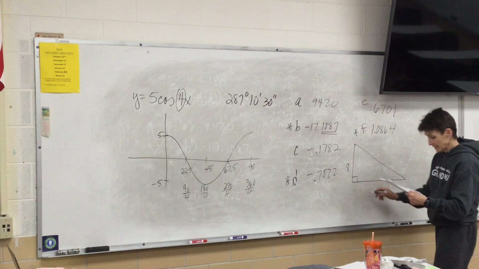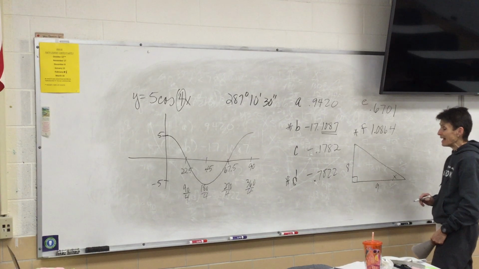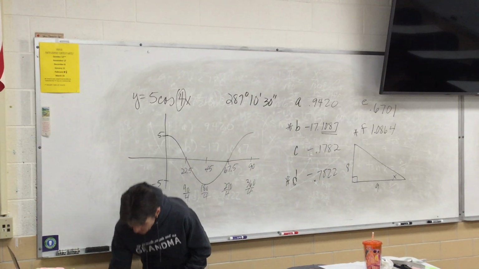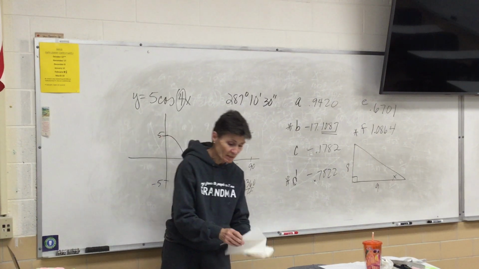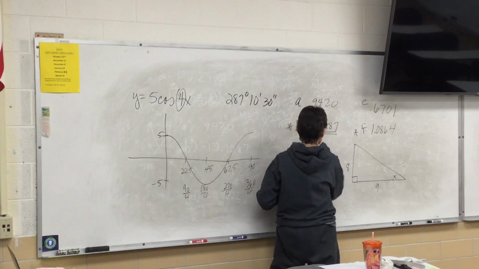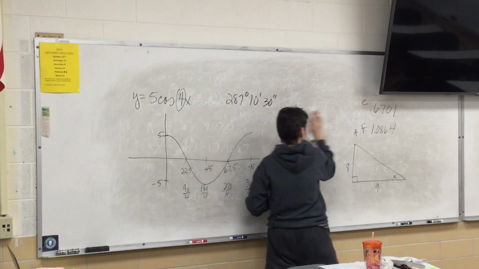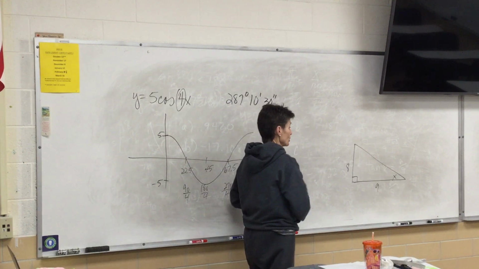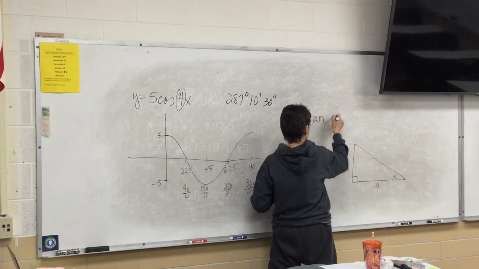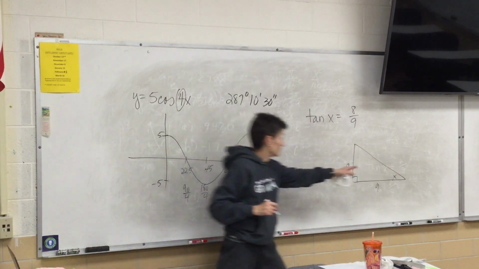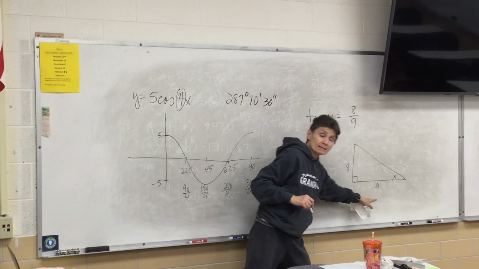Now, number 10. We're finding x. And x is an angle. Okay, so we know that means we're going to do something a little special. But first, we're going to write our equation. And the equation for this picture is a tangent. So tan x equals 8/9, opposite over adjacent.